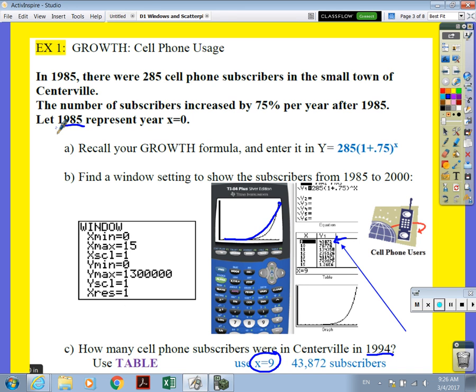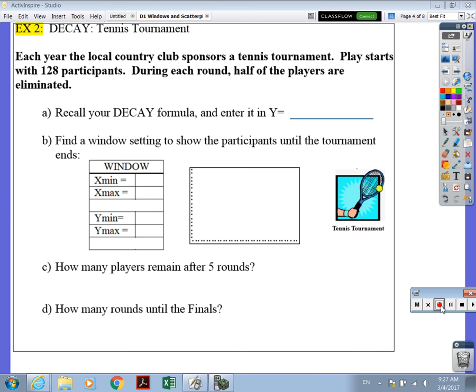There's problem 1. Okay, in problem 2 here, we're setting up a tennis tournament at a club, and in the tournament it says play starts with 128 people, and during each round, half of the players are eliminated. So how does this feel exponential? Because a half is 0.5, so we're going to play with that. And we're going to use the decay idea with the minus sign, and we're going to enter the idea that we're going to start with 128 players, and we're going to subtract half of them every time, and we're looking at how many rounds we're going for.